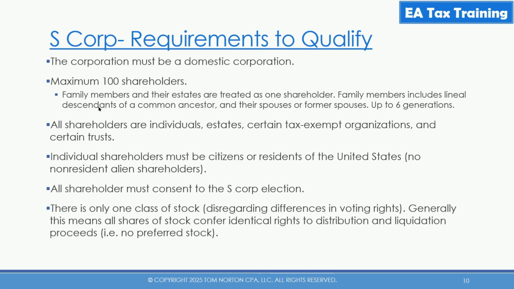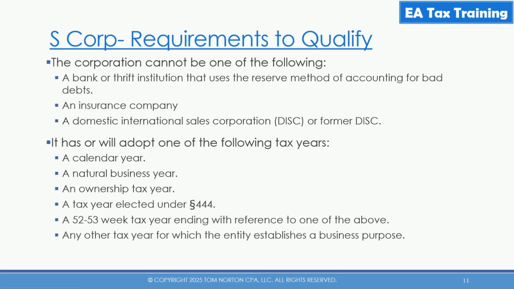Generally, this means that all shares of stock confer identical rights to distribution and liquidation proceeds, which means there is no preferred stock. There are some types of corporations that cannot be an S corporation. First of all, a bank or thrift institution that uses the reserve method of accounting for bad debts, an insurance company, or a DISC, which is a domestic international sales corporation. So you'll just want to remember that list.